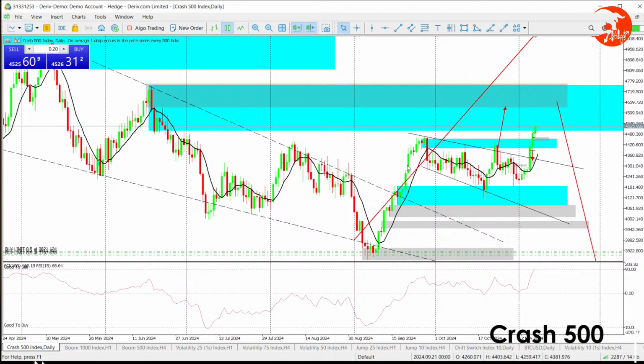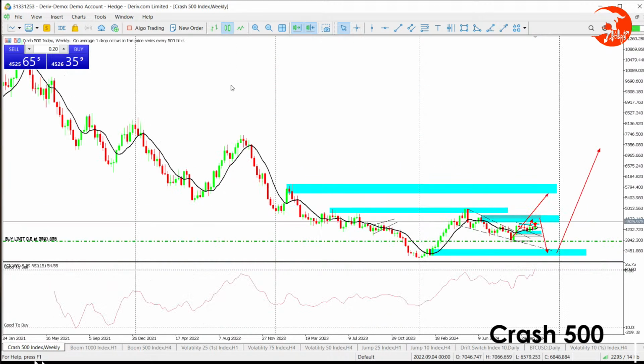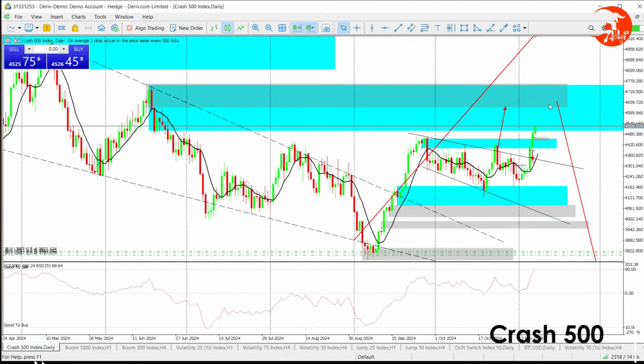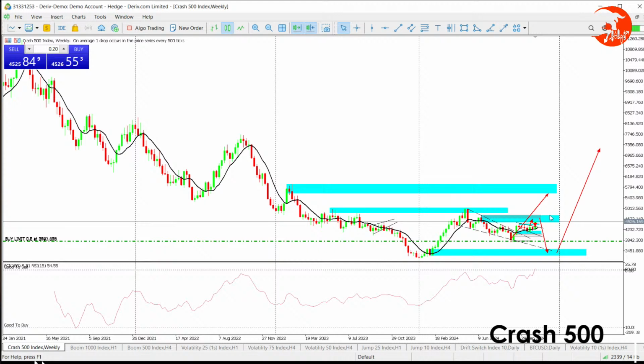Why do we know that? It's because of our weekly. Our weekly, we know we will be selling because that's where that is. This is where we are, and that is an order block on daily, and this is an order block on weekly. So we have these two that we will be looking at for us to start selling.